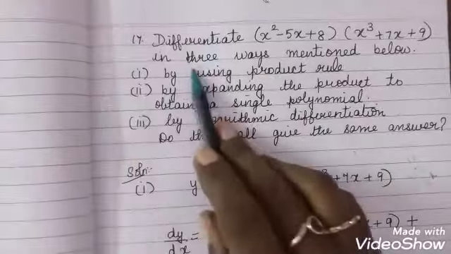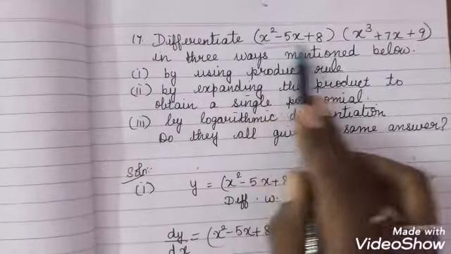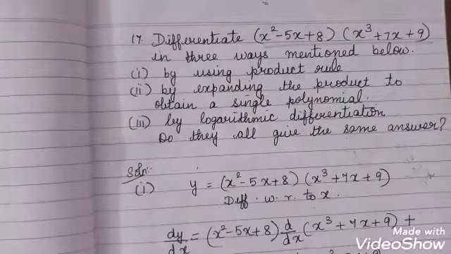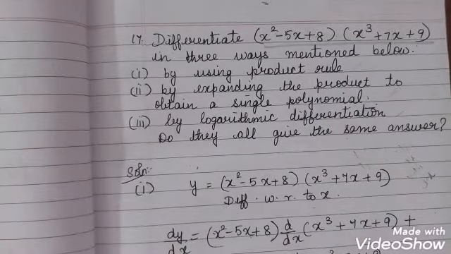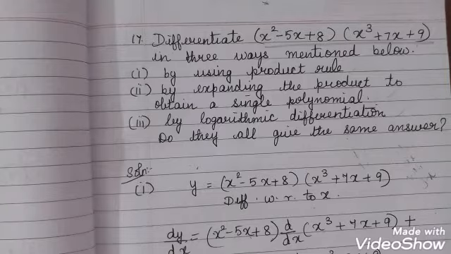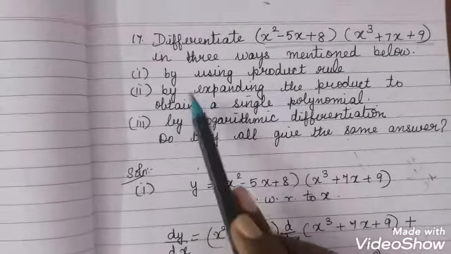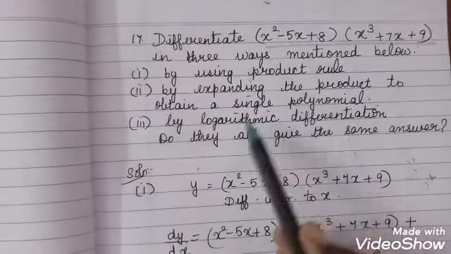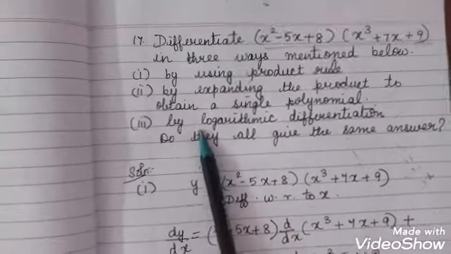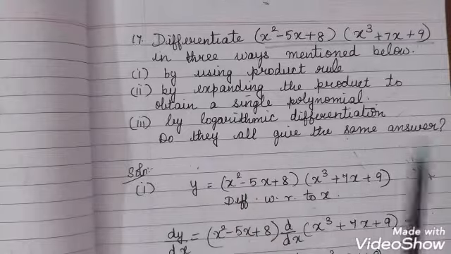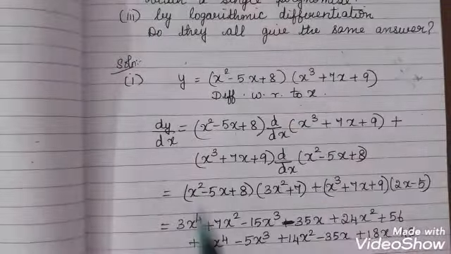The 17th question, differentiate this polynomial in 3 ways. The product of these two polynomials, x squared minus 5x plus 8 into x squared plus 7x plus 9 in 3 ways mentioned below. So, what is the first one? By using product rule. The second one by expanding the product to obtain a single polynomial, the third by logarithmic differentiation, and do they give the same answer? So, we will see.